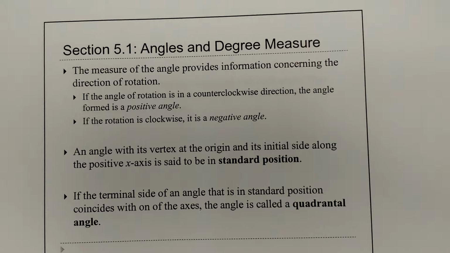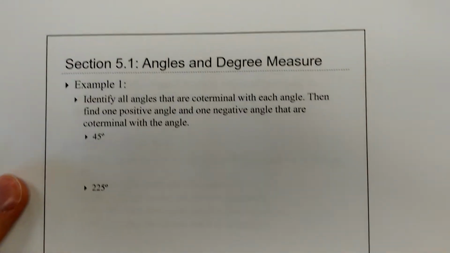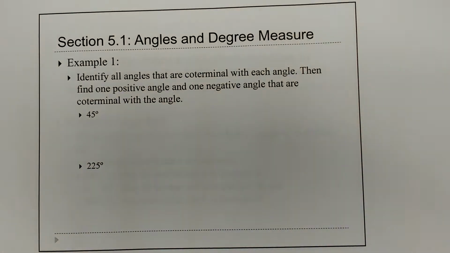If the vertex is at the origin and its initial side is along the x-axis, you have what's called a standard position. And if the terminal side ends up on one of the axes, the x or the y-axis, that's a quadrantal angle, because it draws the quadrants of the right triangle, or of the axes.